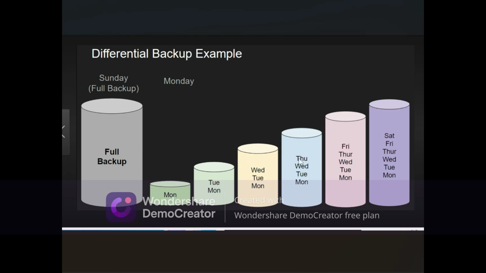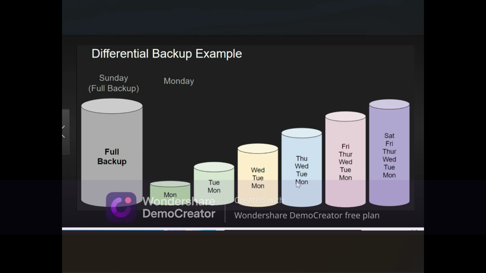Same thing on Thursday: extra transactions, extra changes happen, so it contains the previous days, Monday, Tuesday, Wednesday and Thursday. On Friday, same, 2 p.m. the differential backup is going on, so it has the previous days, Monday, Tuesday, Wednesday, Thursday data and Friday data. On Saturday, it has Monday to Friday data and Saturday's.